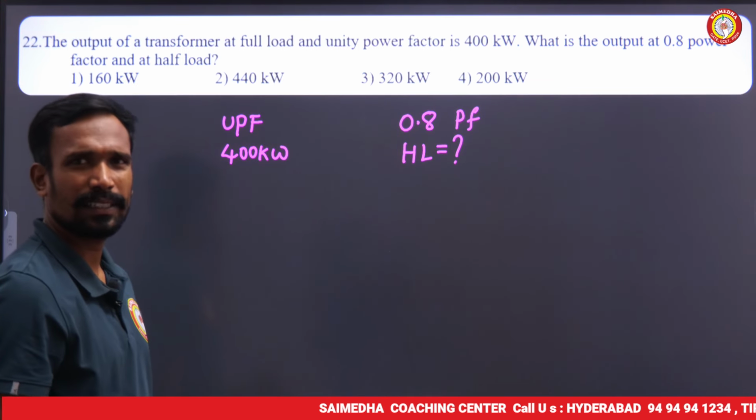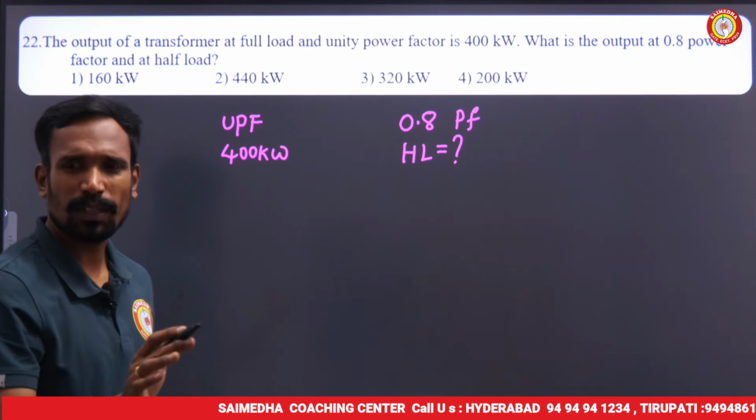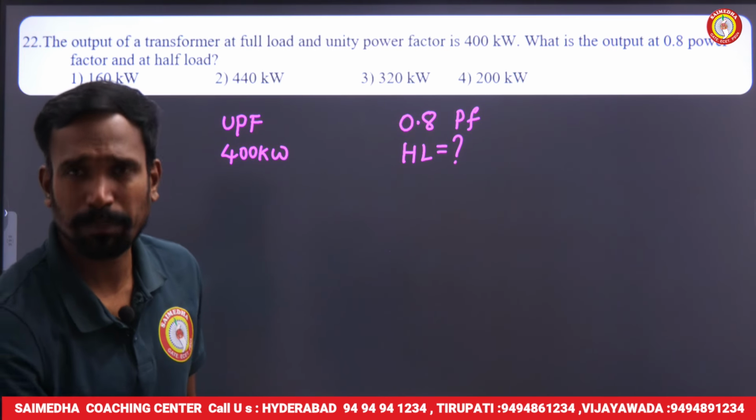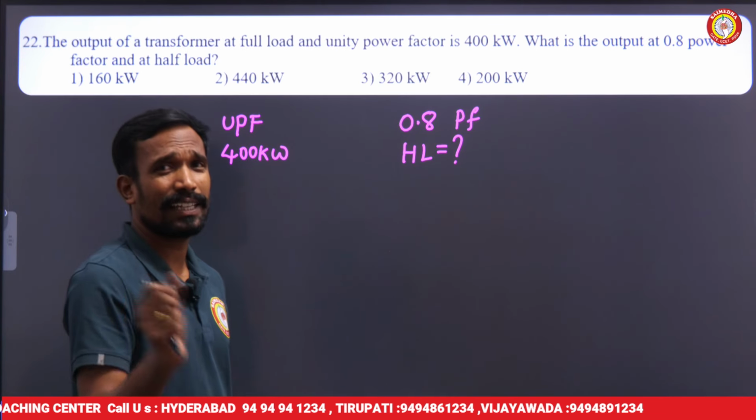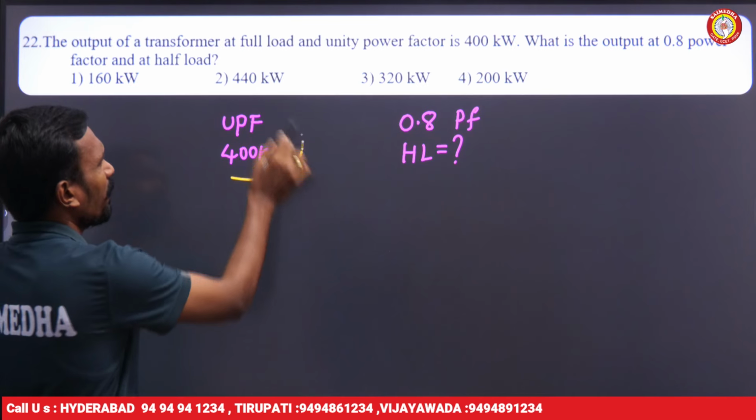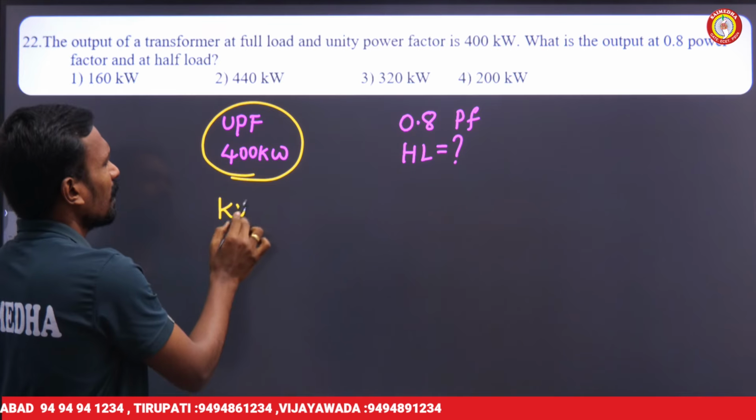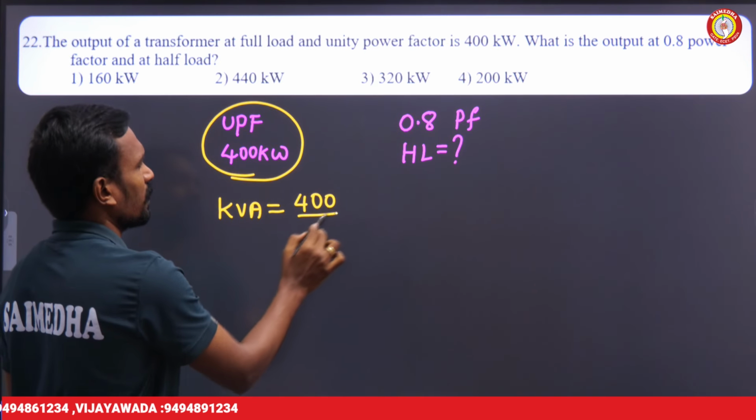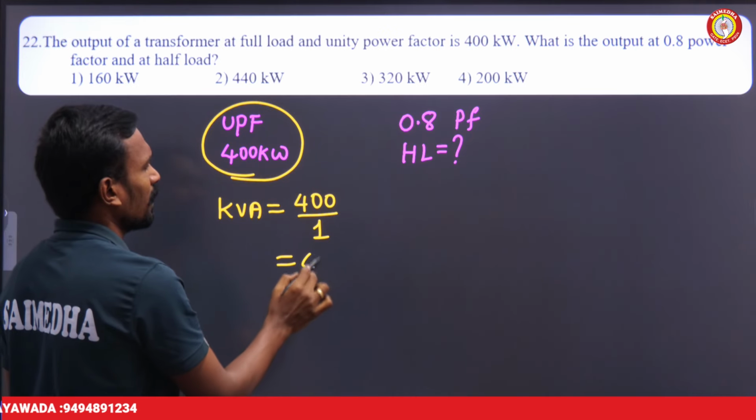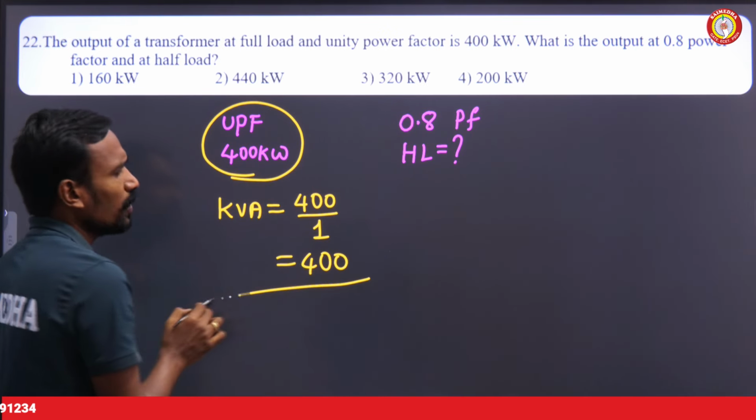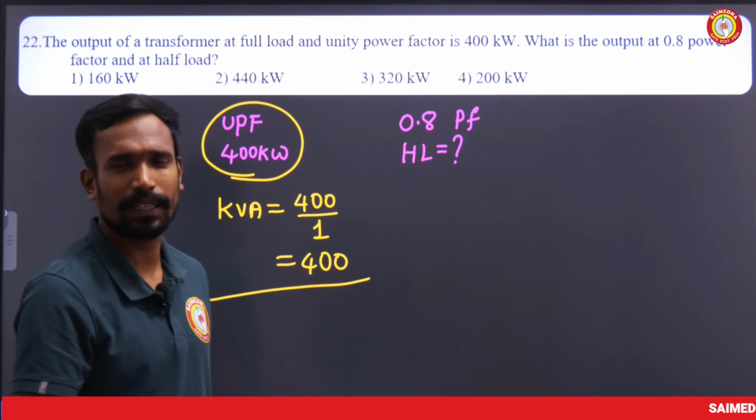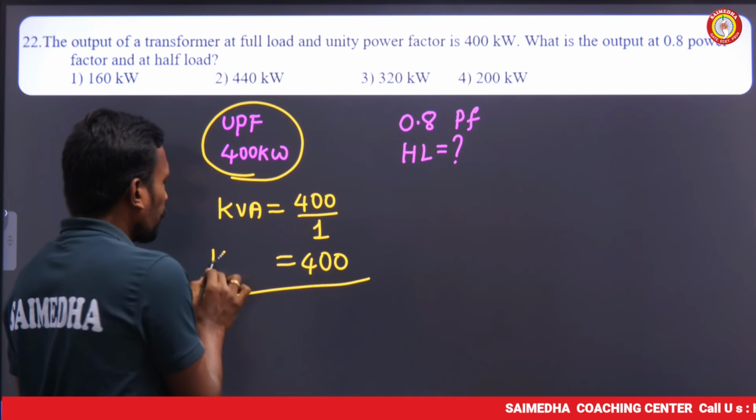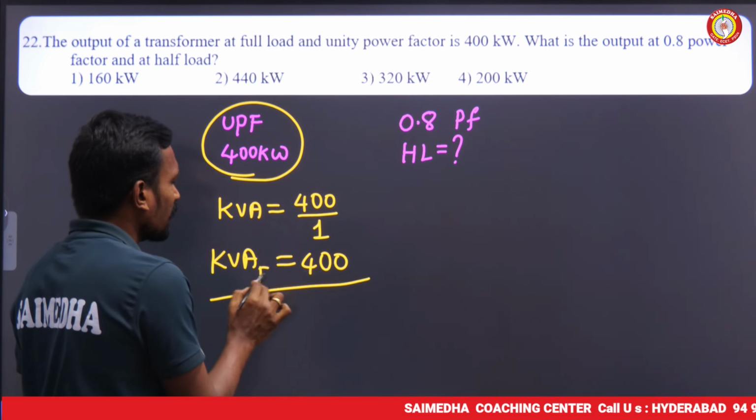How can we calculate? The transformer rating should be represented in what, sir? kVA, right? So let's take kVA first. What is kVA? The kVA is nothing but kilowatts by power factor, which is nothing but 400. So the transformer kVA is 400 at full load.